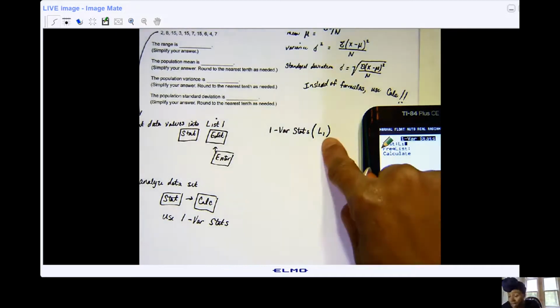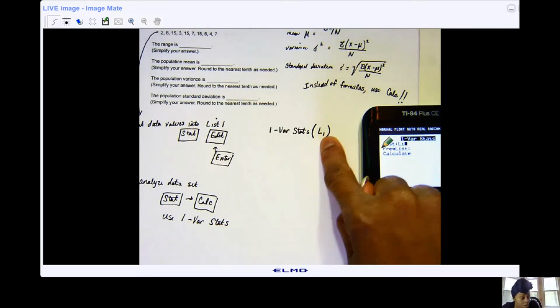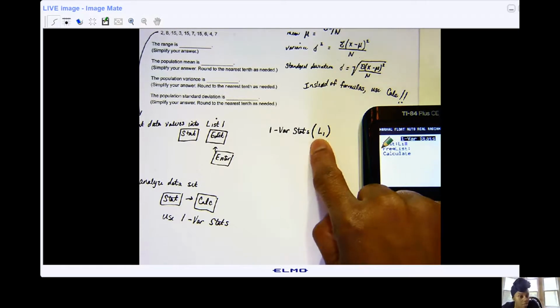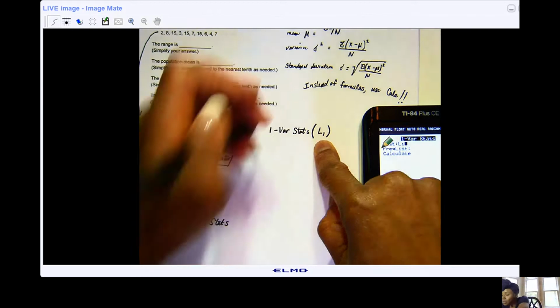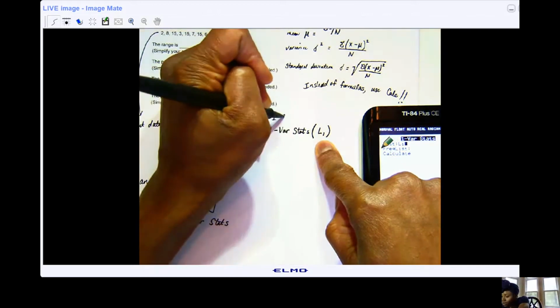And in fact, if you don't have anything in any of the other lists, you don't even have to tell it. It'll automatically use list 1. But if you've got any other values in any other list, you want to make sure you tell it list 1. So this is what it looks like if you've got a TI-83.